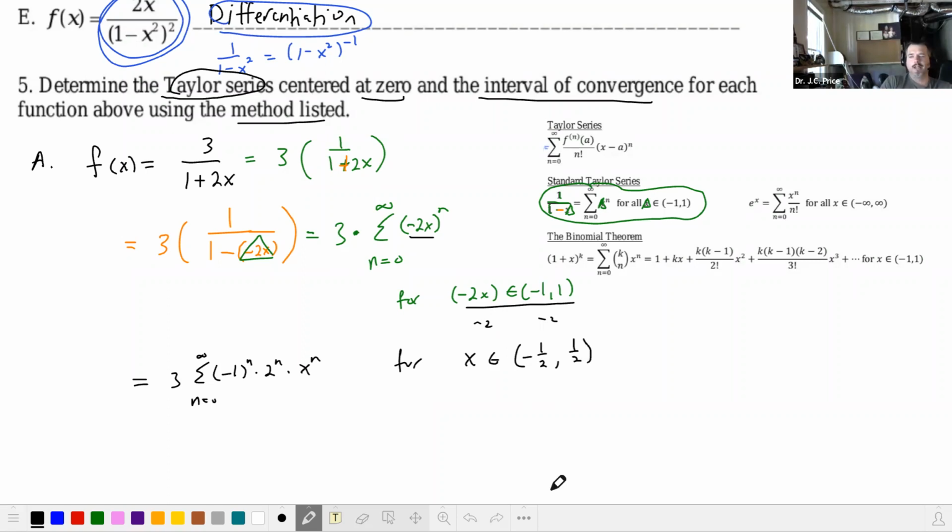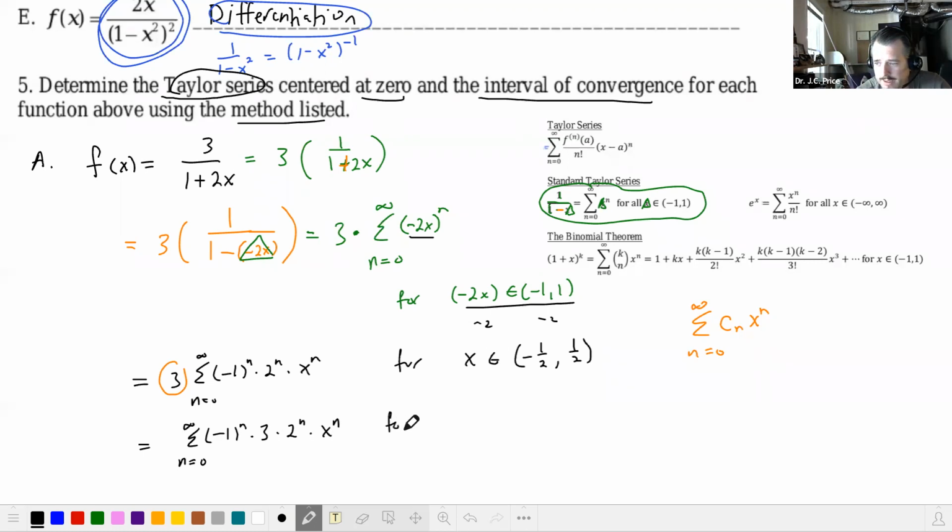And I'm almost done. I don't want to leave that 3 on the outside, because remember, my end game is always to write this as a sum of c sub n x to the n, because that is the Taylor series centered at 0. If you put a number on the outside, it's not really the Taylor series, because it should be the sum of something times x to the n if it's centered at 0. And so I'll rewrite this one last time as the sum, n equals 0 to infinity, of negative 1 to the n times 3 times 2 to the n times x to the n.